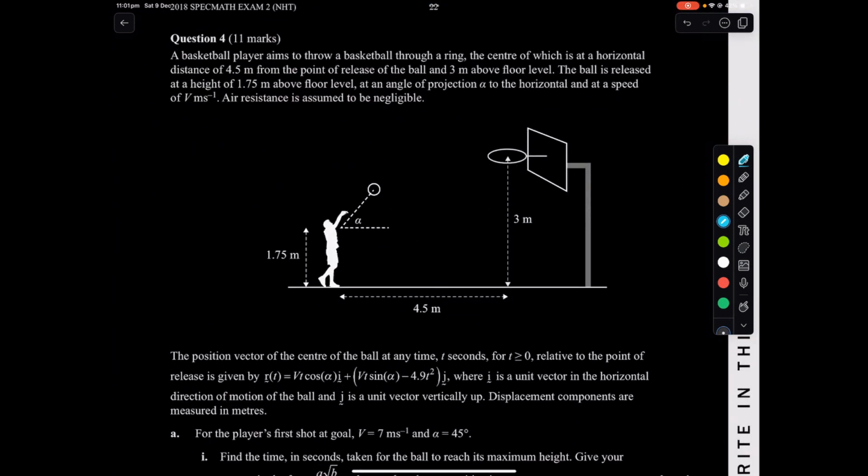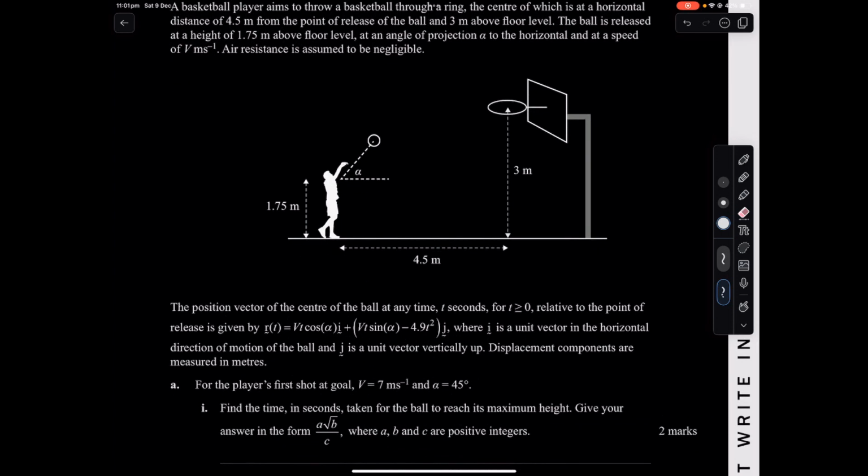A basketball player aims to throw a basketball through a ring, the center of which is a horizontal distance of 4.5 from the point of release of the ball and 3 meters above the floor level. The ball is released at a height of 1.75 meters above the floor level at an angle of projection of alpha to the horizontal and at a speed of v meters per second. Air resistance is assumed to be negligible.